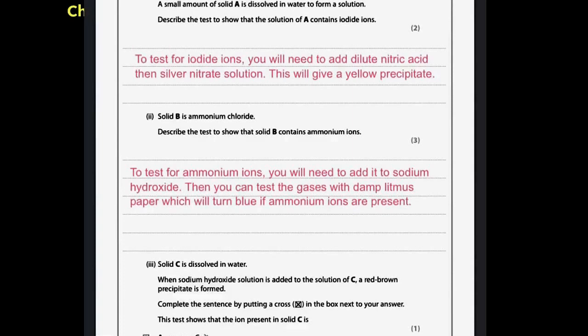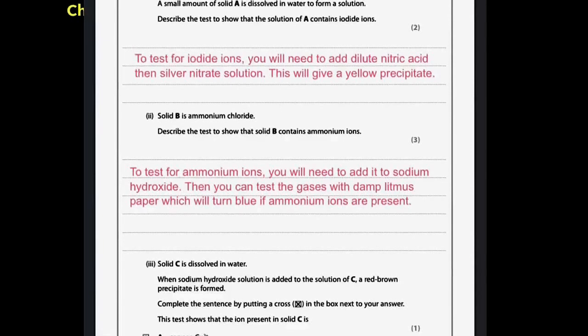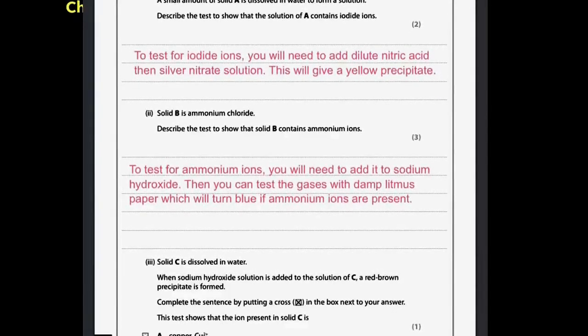Just to add, I want to say that you make sure you learn all the testing for ions, so you would need to know all the precipitates and all the different ways to get it, because it comes up every year. And if you do not learn this, you'll lose easily 5 marks.